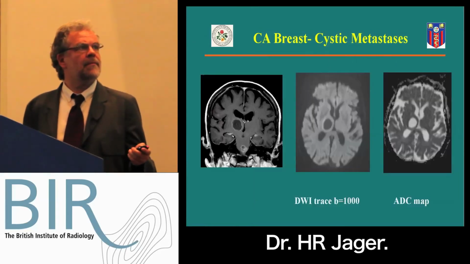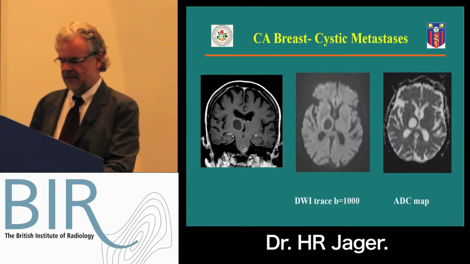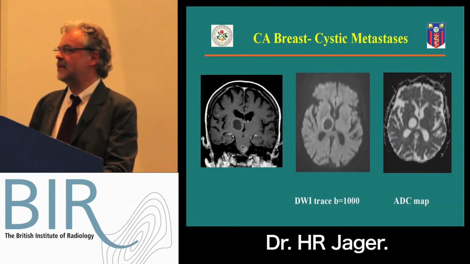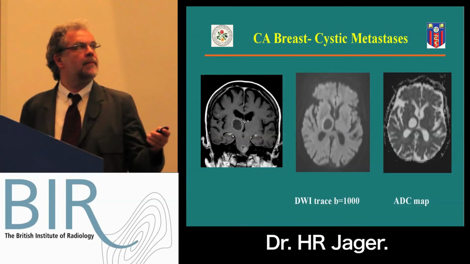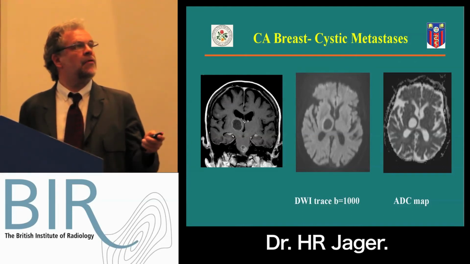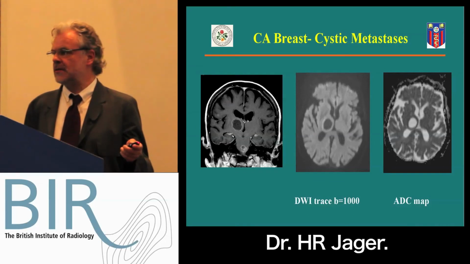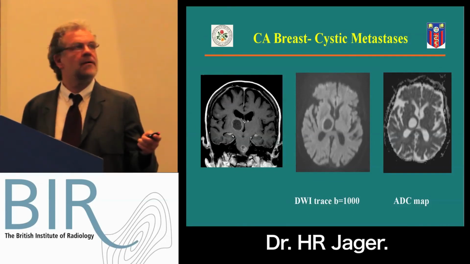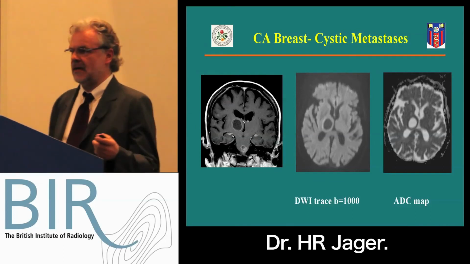This is a cystic metastasis from a CA breast. What do you expect the diffusion to be? Well, it's almost free. There's a little bit of restriction in the rim. If you look at it, that's where the malignant tissue is. But in the center, it's bright. It behaves like CSF.